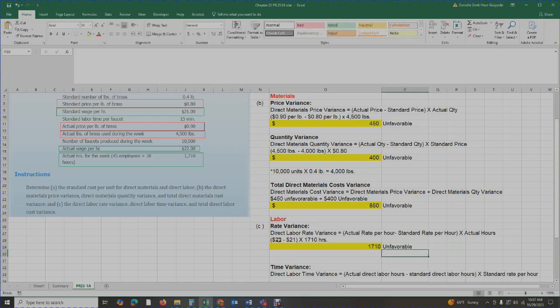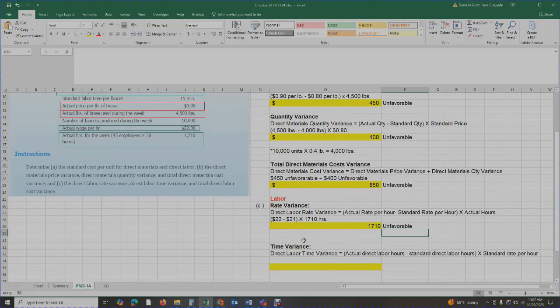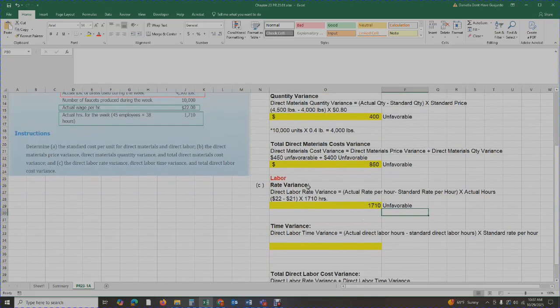Well, we ended up paying $22 an hour for our employees when we had anticipated we were going to pay $21. So that dollar per hour per employee adds up, okay? So now we have a labor rate variance because we ended up paying more than what we had anticipated, and it's unfavorable because what actually came in is higher than what we had forecasted.